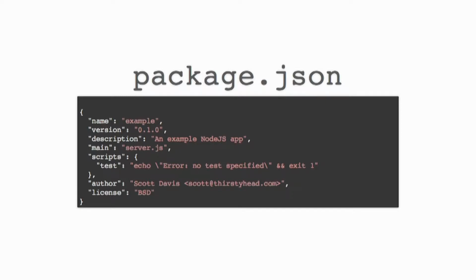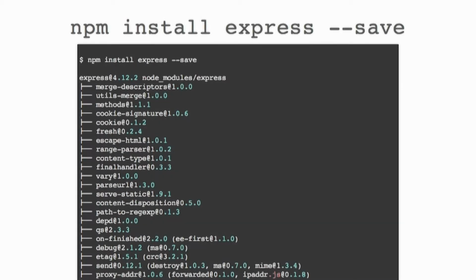But you'll notice that this boilerplate package.json file doesn't include a dependencies block and it doesn't include a dev dependencies block. Let's fix that. Let's go in and type in npm install express --save.